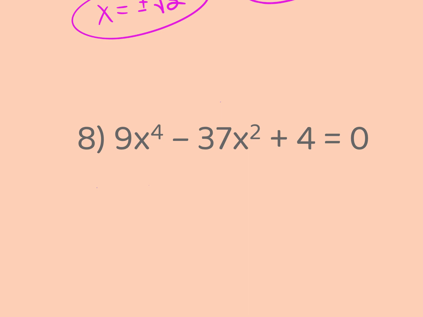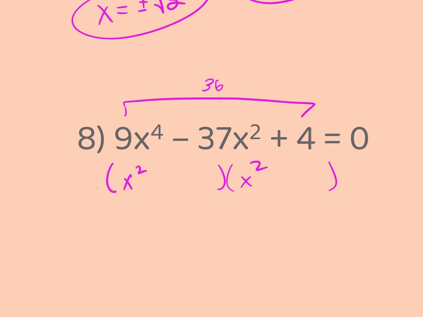Is there a GCF? Can I take something out of 9, 37, and 4? No. All right, well, there's how many terms here? 3. What do we do when we have 3 terms? What do we try and do? Because I can't use the quadratic formula because it's to the 4th power. Let's multiply A times C. See if we can figure this out. 9 times 4 is 36. Are there factors of 36, guys, that'll multiply to give you 36 but add to give you a negative 37? Yup. What's going to go in the front of each of my parentheses? X squared, x squared.